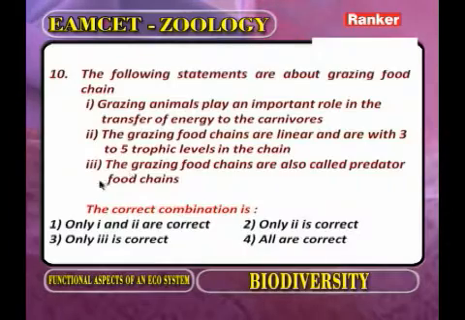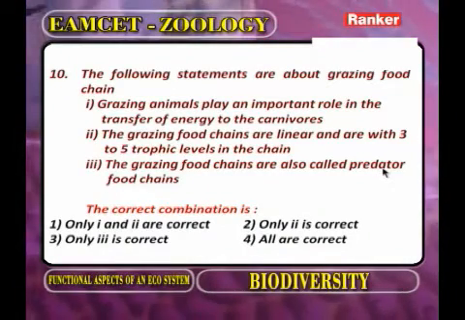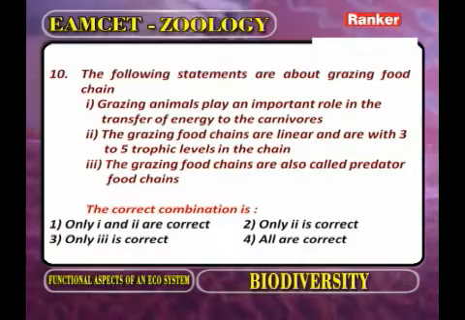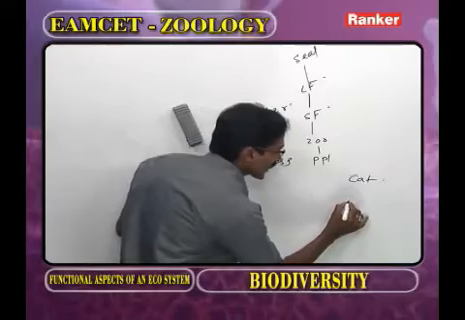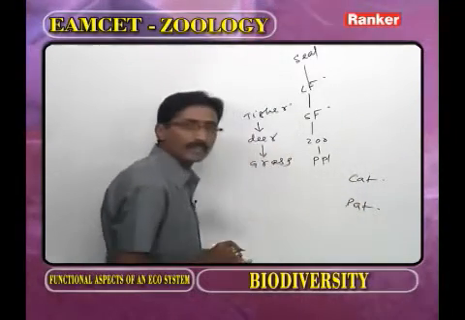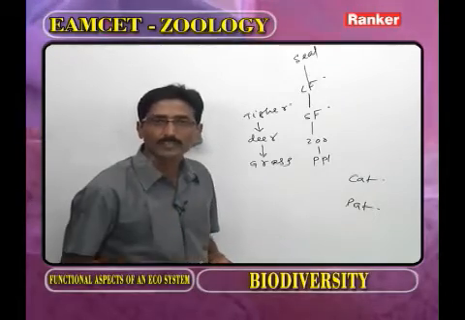Third, the grazing food chains are also called predator food chains. How? We know very well predator. One example of a predator is the cat. Now here what is the prey? The rat. This is predator and prey. The predator kills the prey at once.